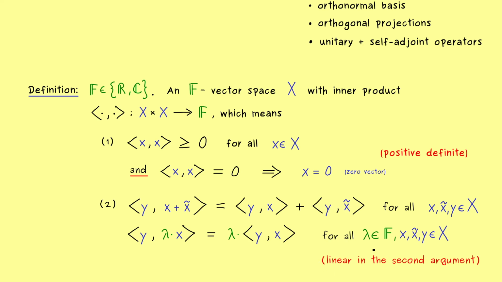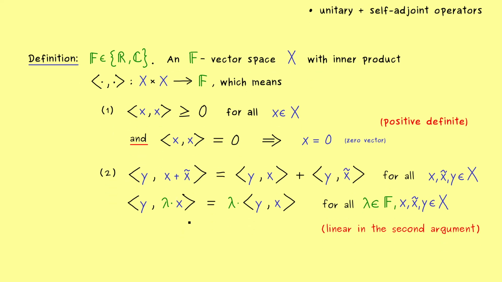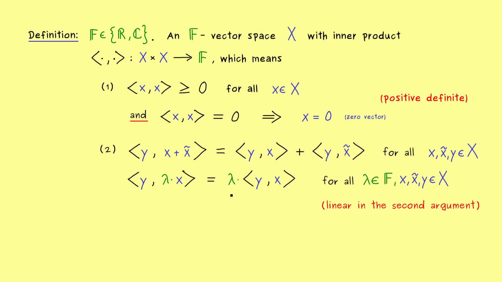And linearity means two things. First, we can pull out the addition from the second argument, and we can pull out a scalar from the second argument. So you should see, the first argument is always fixed with a vector y, and the things only happen in the second argument. And now finally, the third property tells us that we have almost linearity in the first argument as well.